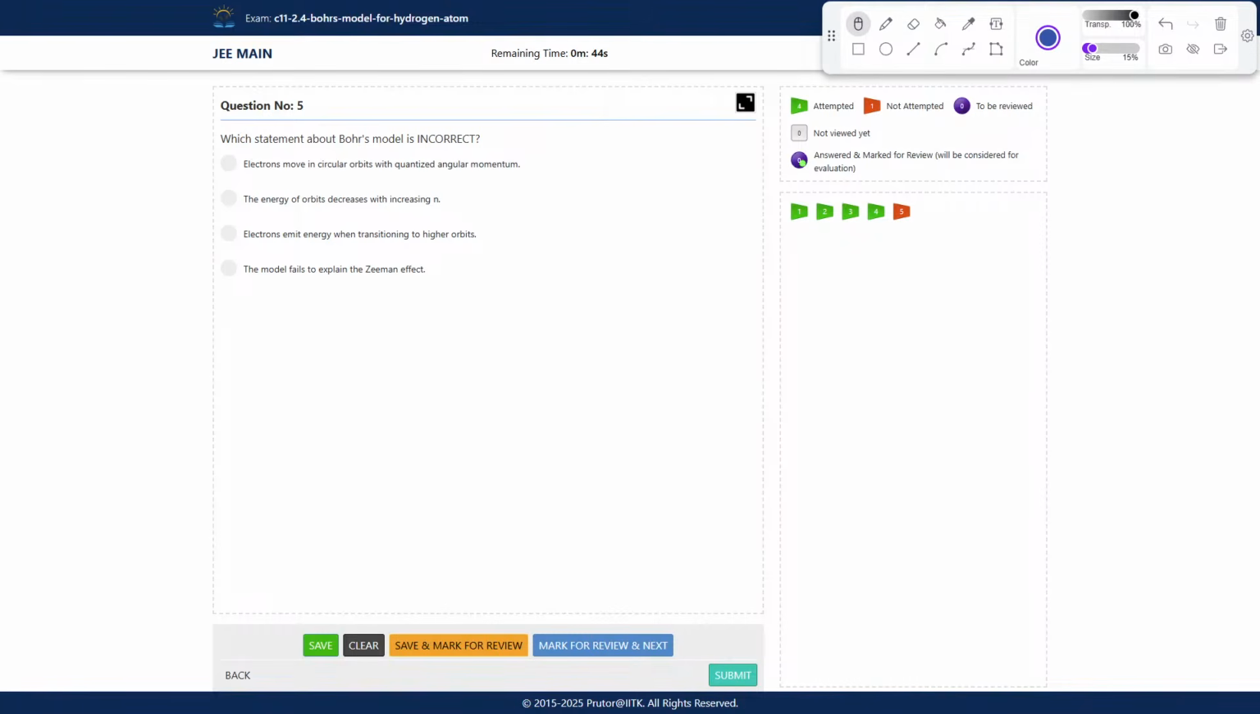What will happen if there is a transition to a higher orbital? If it is not emitting energy, then what will it do instead? It must absorb energy, not emit.